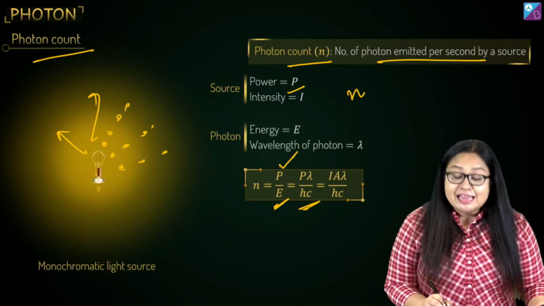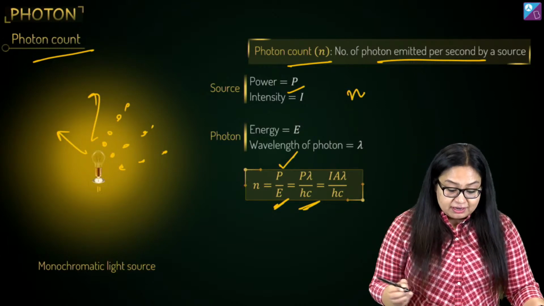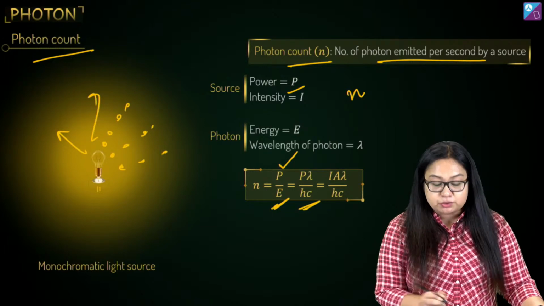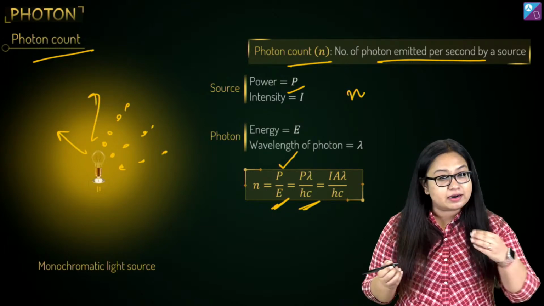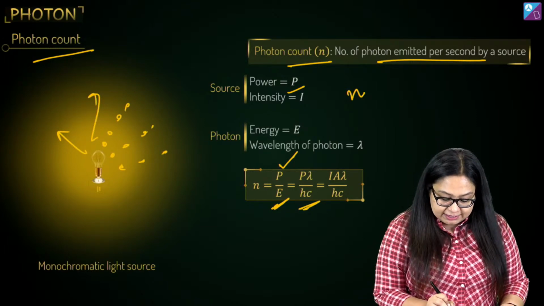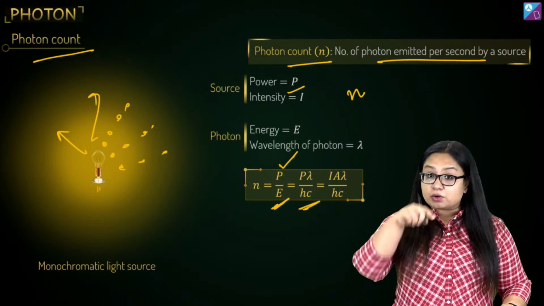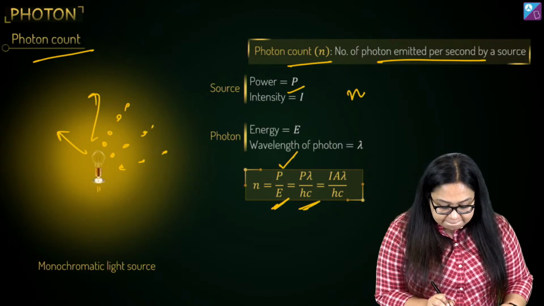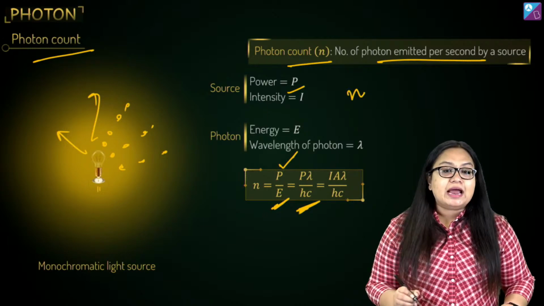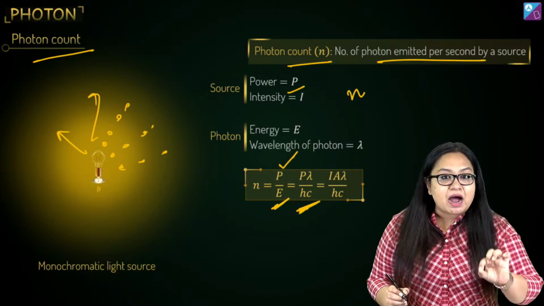Now, coming back over here, I can see the photon count. If I substitute E equals hc by lambda, the energy of one photon, what do I get? hc, and then lambda from the denominator goes to the numerator, so it becomes P lambda by hc, where P is power.